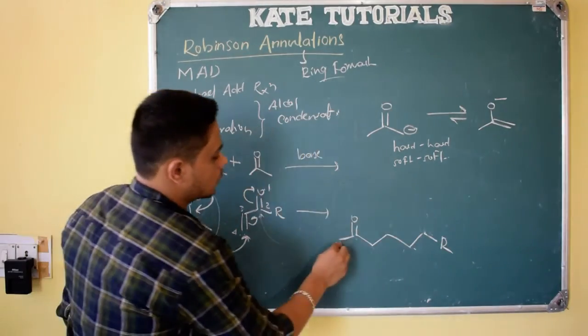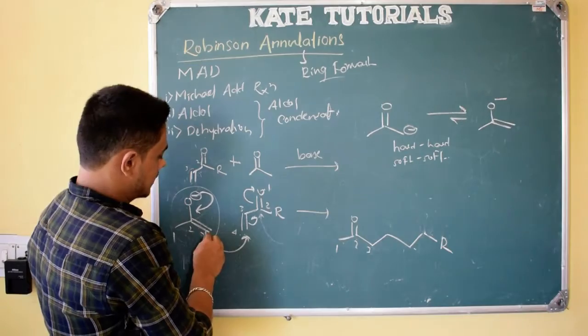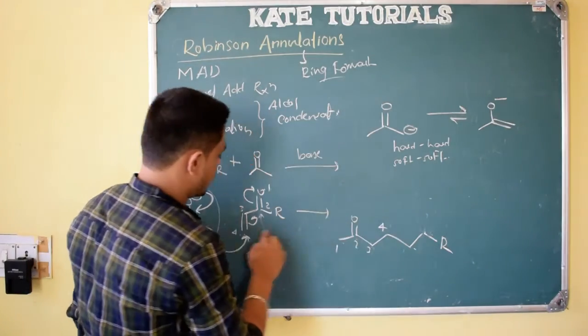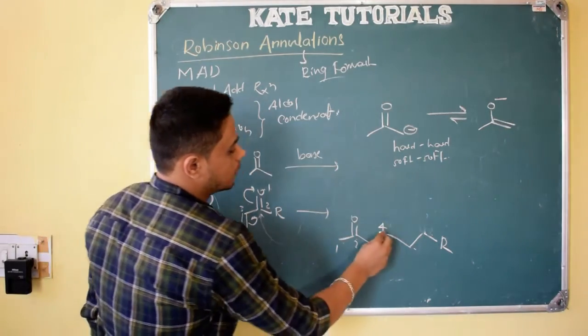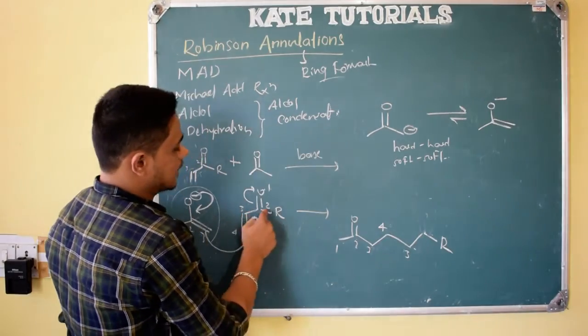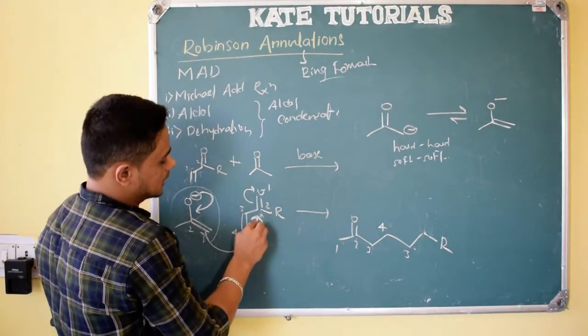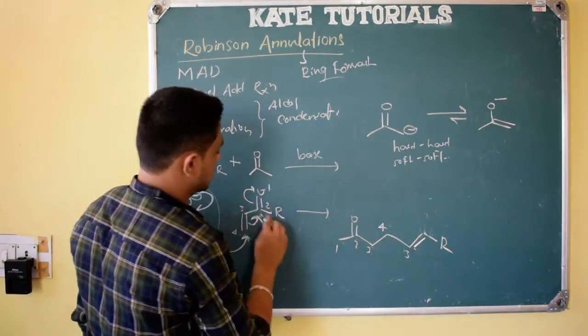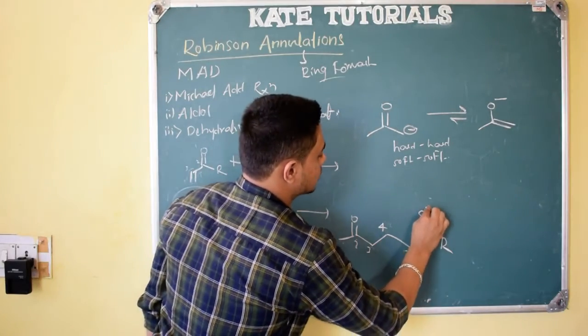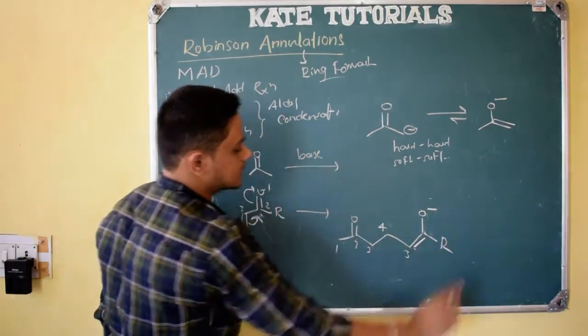This is 1, 2, 3, 1, 2, 3, and the 3, 4 bond is formed. Okay, the 3, 4 bond is formed, and 4, 3 single bond, 3, 2 double bond, because this electron density moves here. 3, 2 double bond, and oxygen gets negative charge, O minus. And R is there as usual.